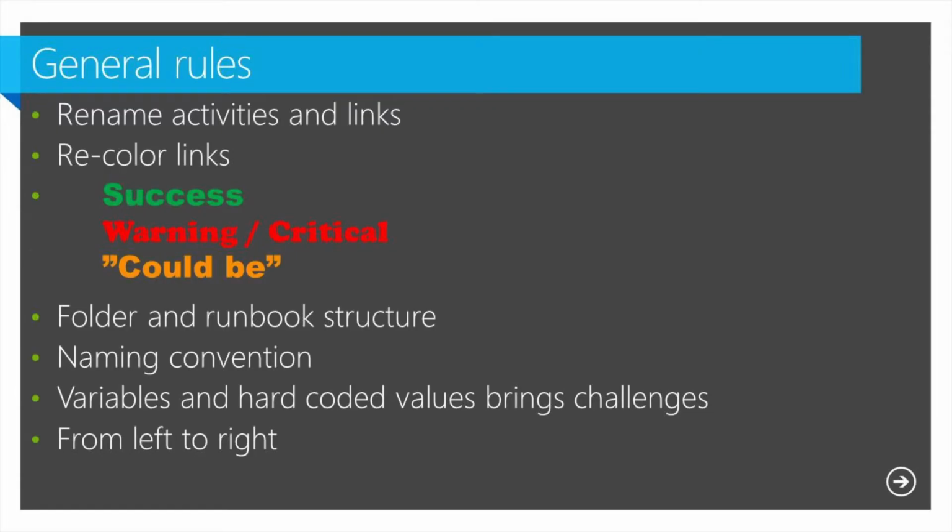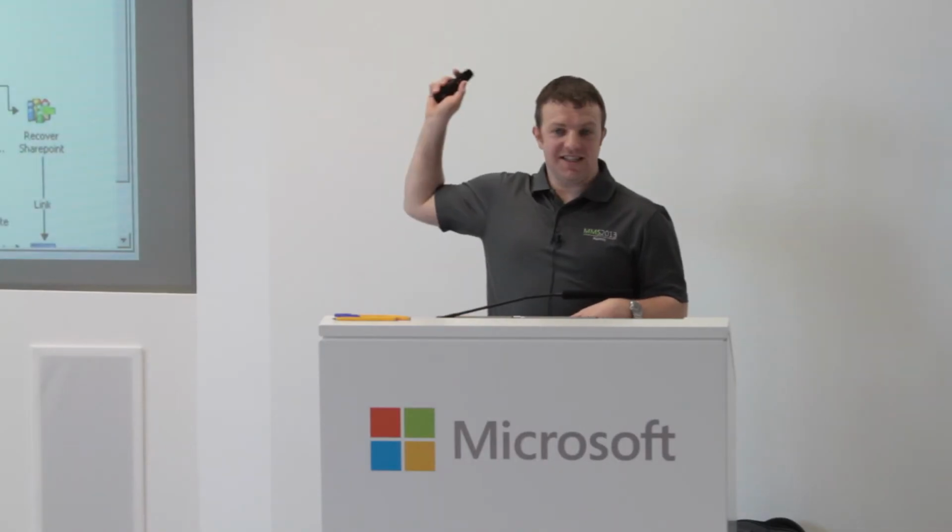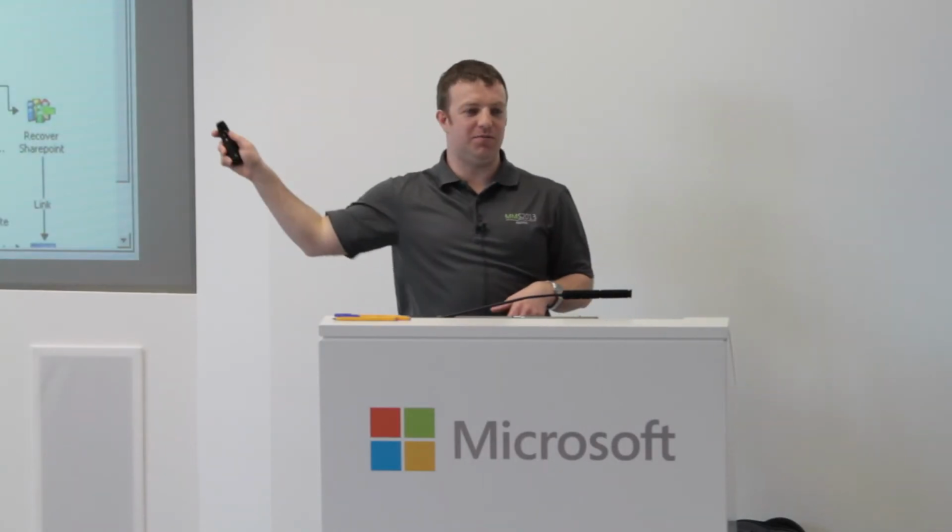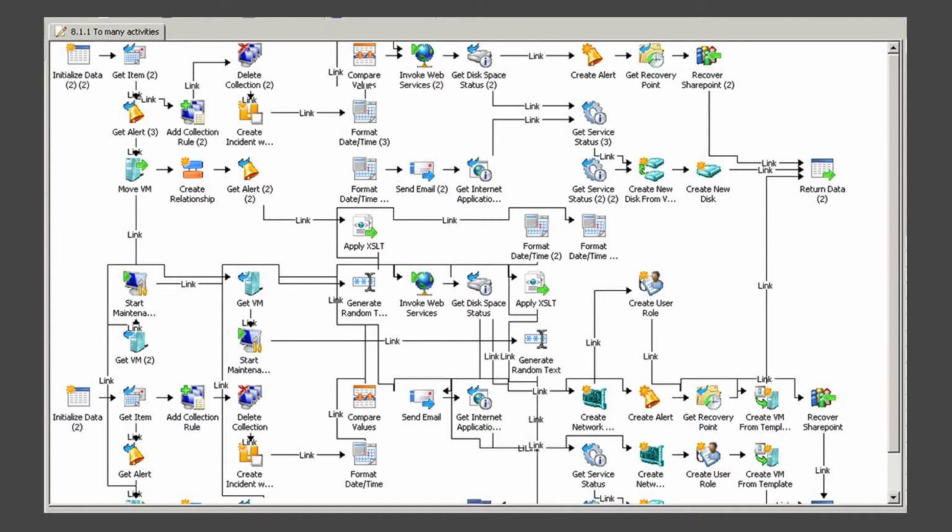So just some general rules. Again, this is more a pointer for people that are using it, or that are potentially going to use it. Have a look at the slide. This is an example of how not to build a runbook. So this is Orchestrator at its best and at its worst.